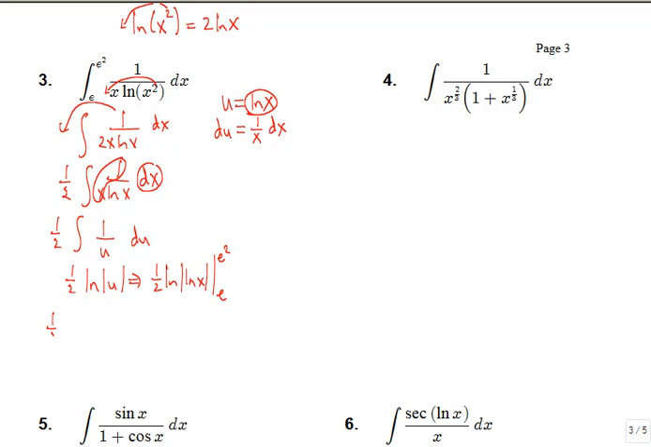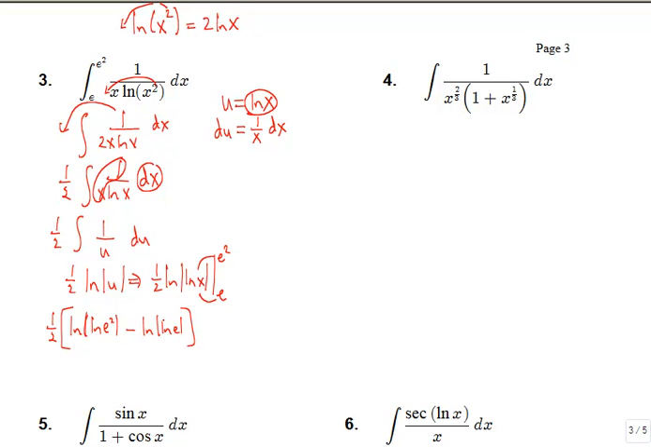First, I'm going to plug in my e squared, and I'm going to leave that 1/2 way out front. Forget about it for a moment, and I'm just going to plug in my e squared and my e and subtract those two inside of these brackets. So this will be ln of the ln of e squared minus the ln of e. So I plugged in my e squared, I plugged in my e.